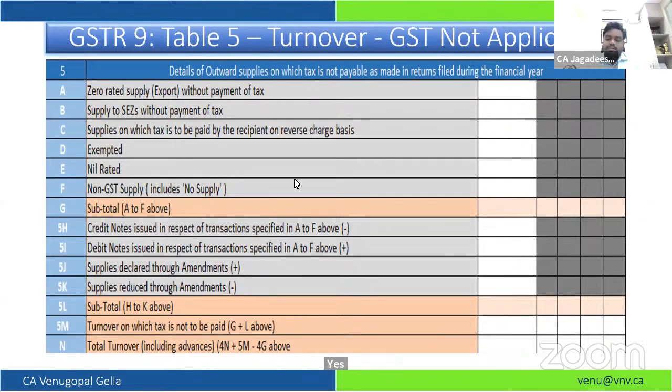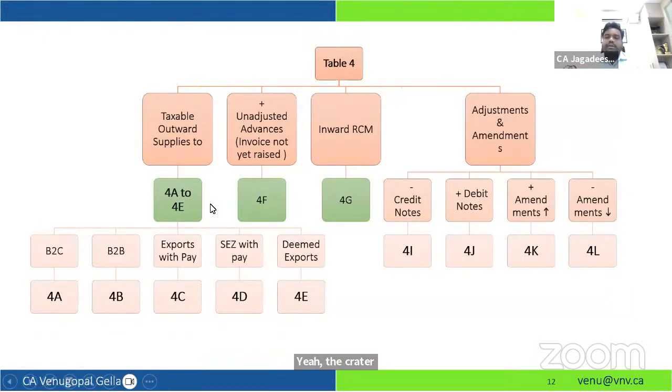The credit note you can declare in 4I. If it's a B2B credit note, you can net it off in 4B itself: 4B 100 minus 20 here itself, or else you can declare the 100 in 4B and 20 rupees in 4I. In that way also you can declare.